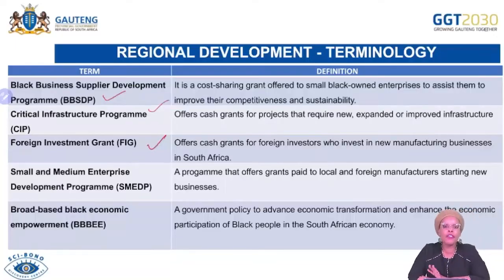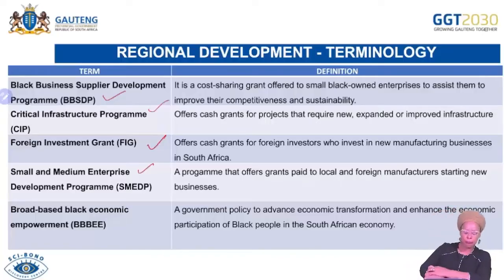Number 3, we have foreign investment grant. This grant is for foreigners who want to establish businesses in South Africa. So as a result, if they apply for this particular grant, the government can assist them to move certain machinery and equipment from their country of origin to South Africa. Another one is small and medium development program. This one is a program that offers grants paid to local and foreign manufacturing starting new businesses. So this one, whether you are a foreigner or a South African, but you want to start a new business which focuses on manufacturing, this is the type of a grant that one can apply for.